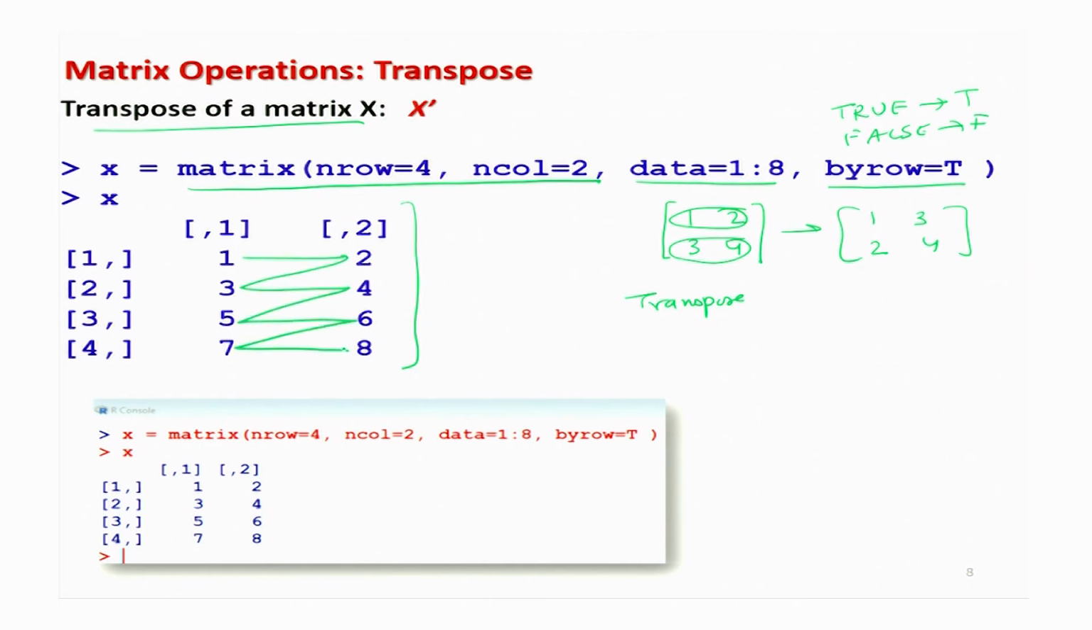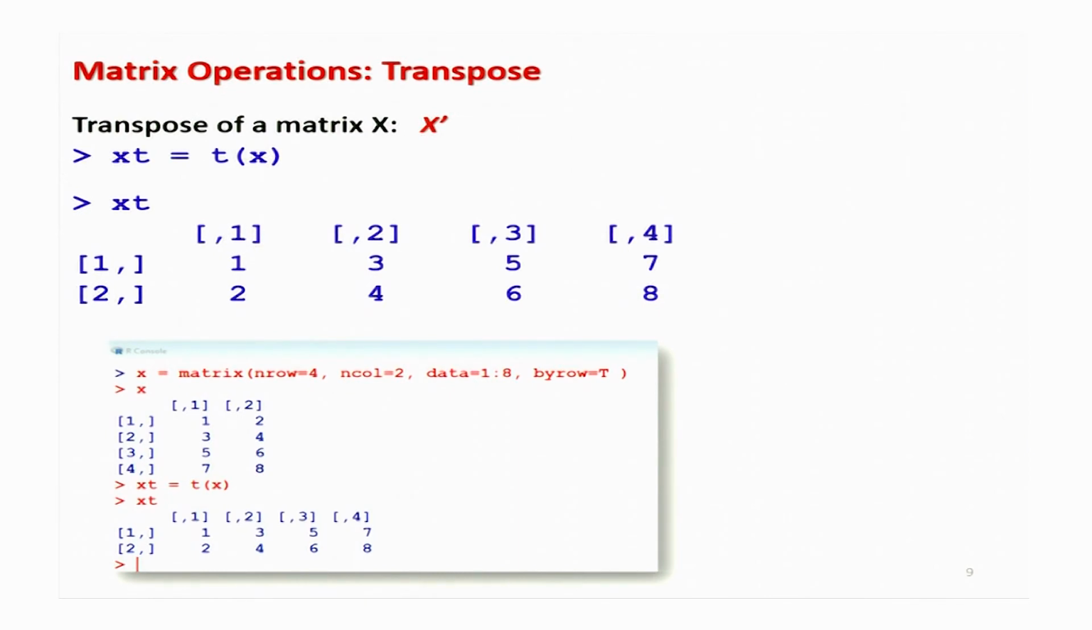Now I try to find its transpose, because the command to find the transpose of a matrix is simply t, and inside the parenthesis you have to write the matrix. So I write t and inside the parenthesis this is X, and I give it a name, say XT, and now you can see this has changed. You can see from the screenshot that this column which was 1, 3, 5, 7 now becomes a row.